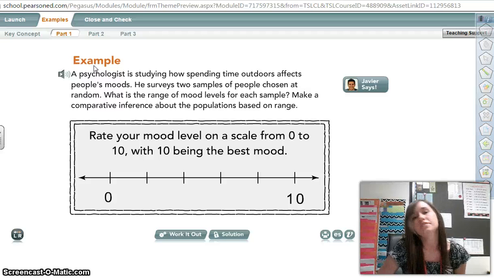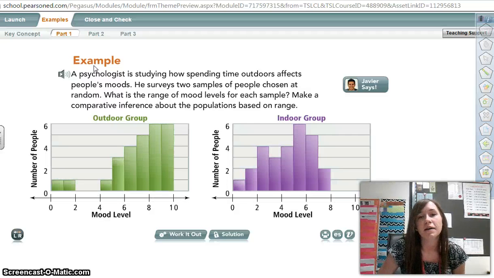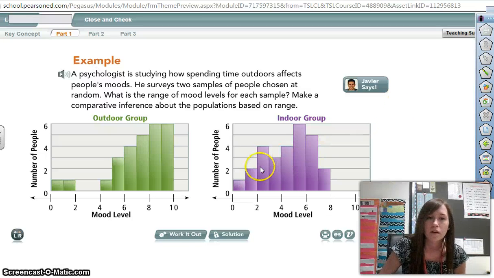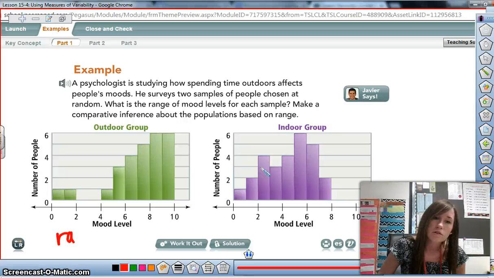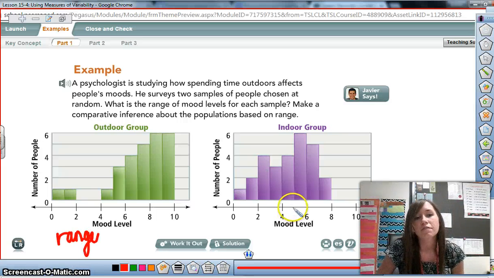A psychologist is studying how spending time outdoors affects people's moods. He surveys 2 samples of people chosen at random. What is the range of mood levels for each sample? Make a comparative inference about the population based on the range. So we want to find the range of the outdoor group and the range of the indoor group.